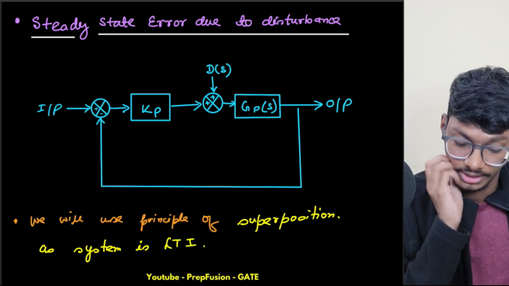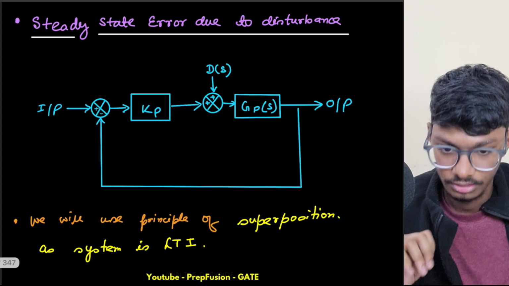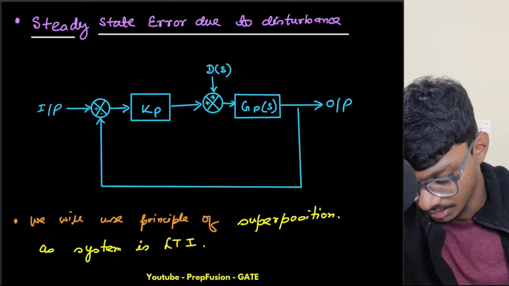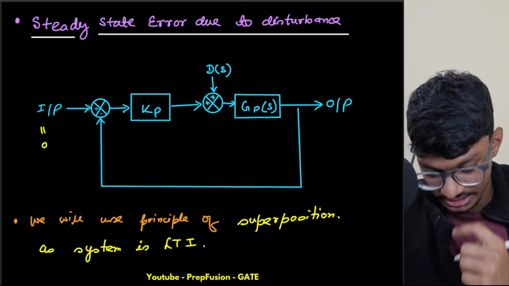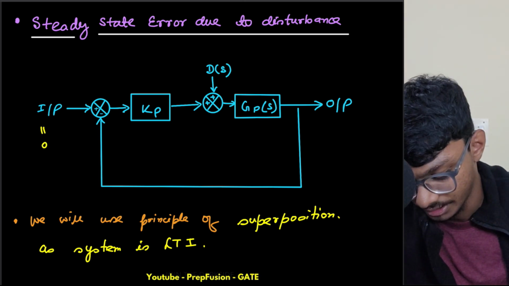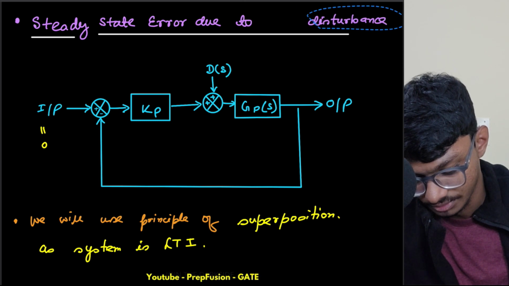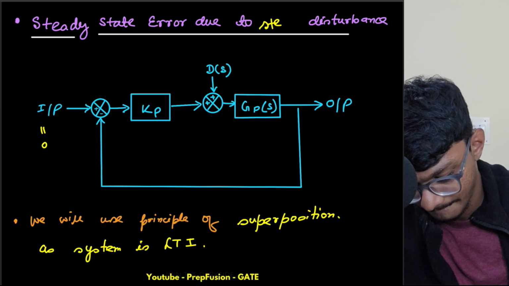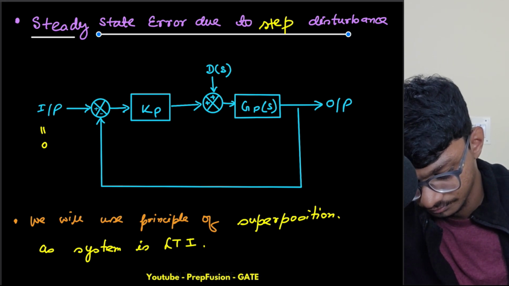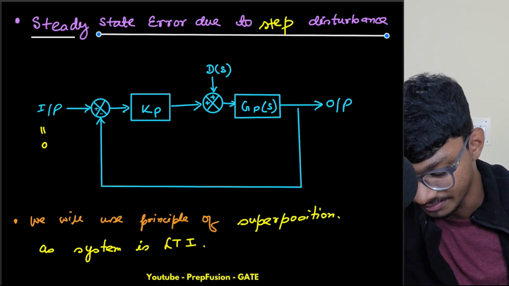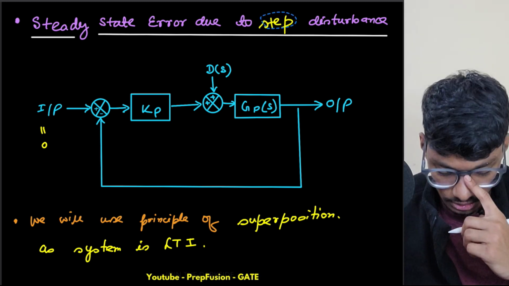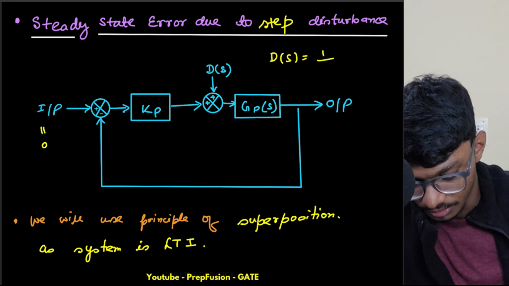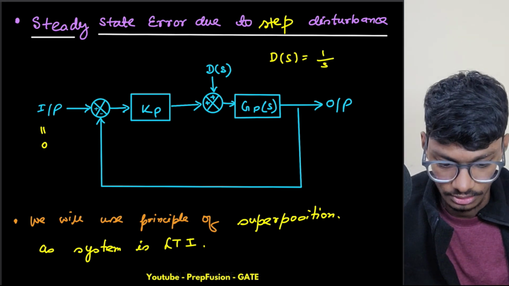Okay, so these are the few things. So let's use superposition. We'll make the input 0, and this is for step disturbance. I should write due to step disturbance. Also unit step, I'm just writing step here. So my D of S signal will be 1 upon S. So yeah, let's solve this.